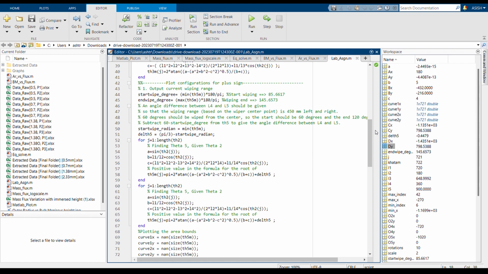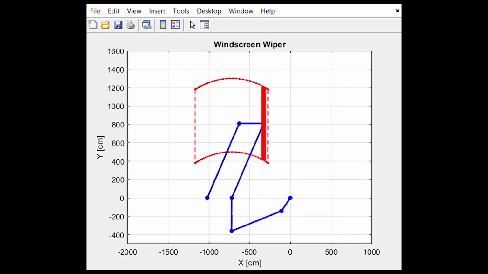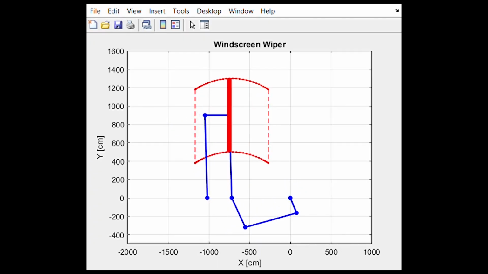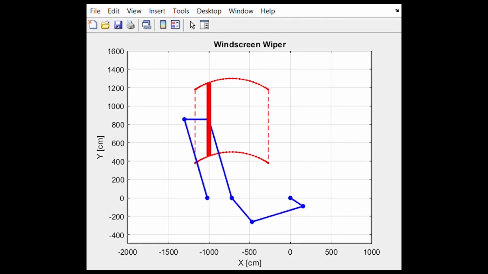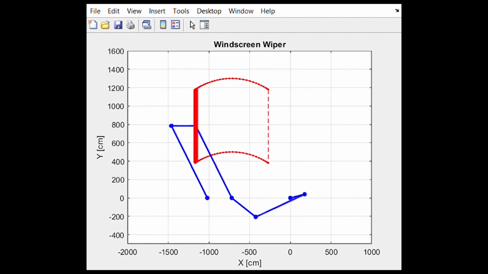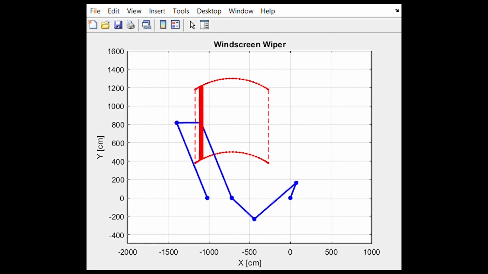So now let's get into the Simulink of the wiper mechanism. This is the working Simulink of the windscreen wiper. As you can see, the area covered by wiping is also shown by the red dotted region. So let's move into the theory part of this windscreen wiper mechanism.